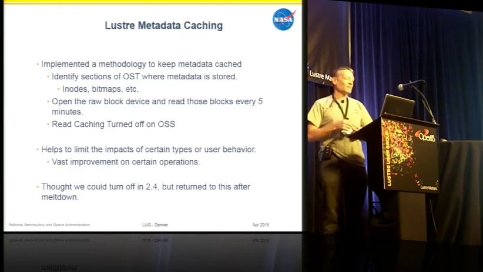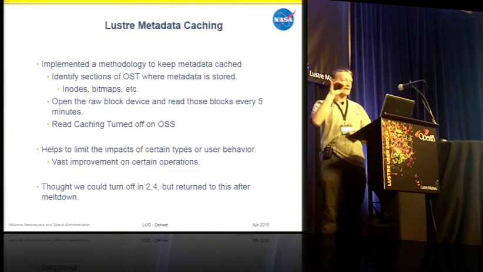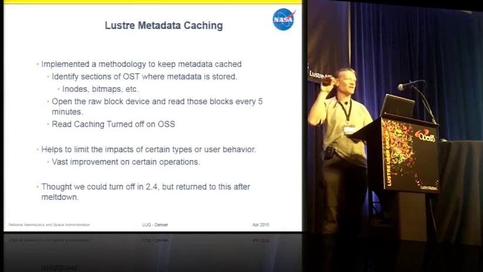Metadata caching, we turn this feature on. This is something we've done locally, so we actually read the OSTs to find where the metadata is. That includes the bitmaps and the inode data. And so you read those in through the raw device onto the OSSs and then turn off read caching.